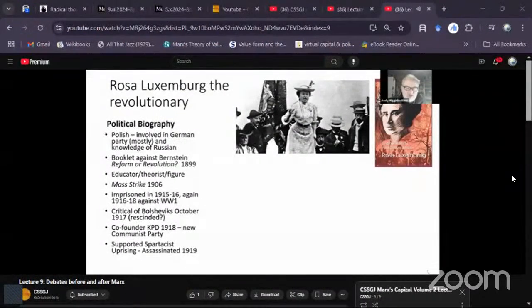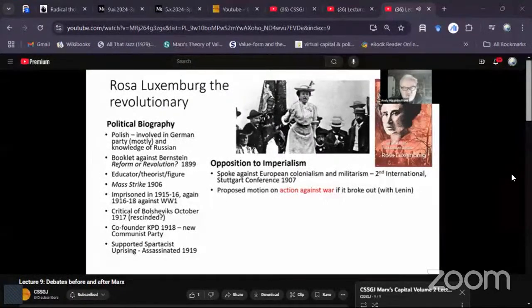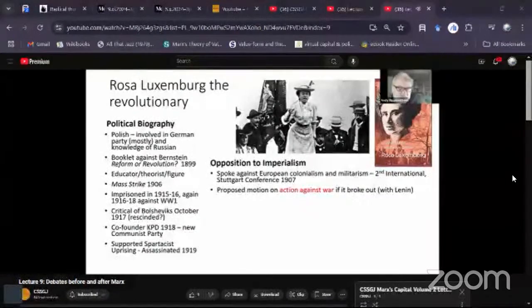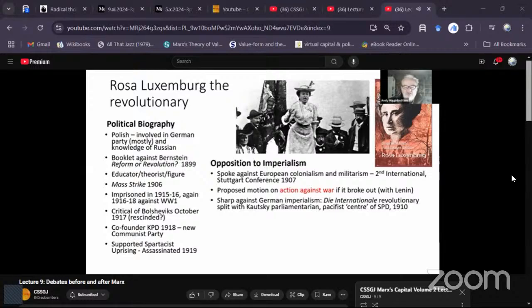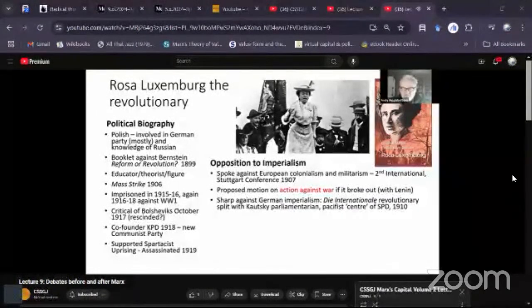That would be interesting to discuss, why that was. She was actually critical of the October Revolution, but the real point of connection with Lenin, of course, was her opposition to imperialism, in which she was, politically, without fault, really. She spoke very firmly against the rise of German militarism. She proposed a motion in 1907 at an international conference, the Second International, for workers to take action against the war if the war broke out.